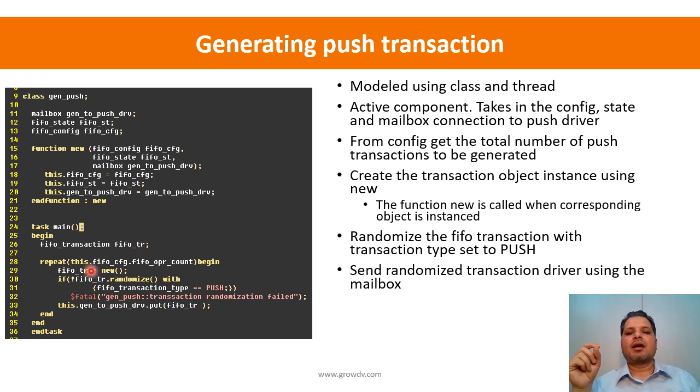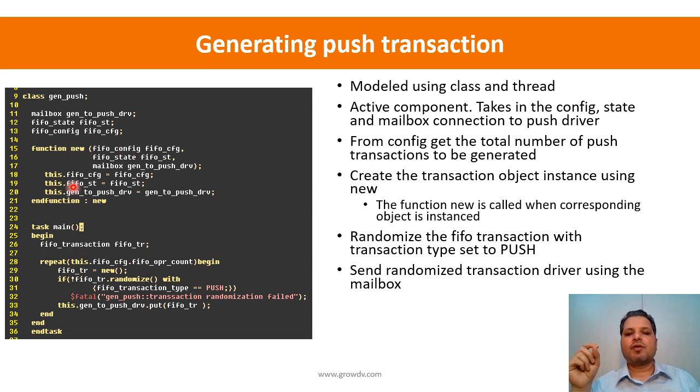If you see here, we have declared the FIFO transaction handle, and for that FIFO transaction handle we are calling new, right? And whenever new is called in this format, the new function of the FIFO transaction class would get invoked, right?